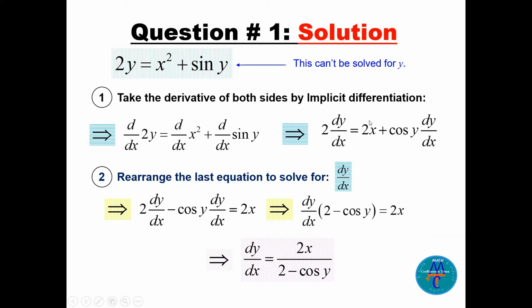Now rearrange this last equation to solve for dy over dx. I leave this one here. I bring this cosine of y times dy over dx to the other side with a negative. Leave the 2x there. Take a common factor dy over dx. In the bracket, I have 2 minus cosine of y equals 2x. Let's divide by 2 minus cosine of y. So the derivative dy over dx, this is what we need, will be 2x divided by 2 minus cosine of y. We cannot cancel the 2 because we have a subtraction.